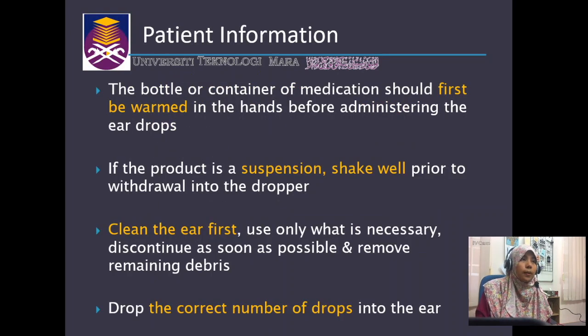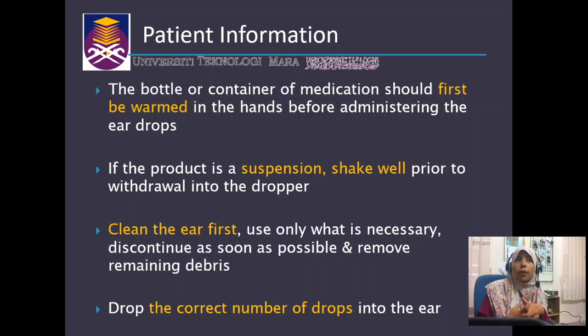Okay, so other than that, patient information. We already covered the composition, the type of otic preparation, and the physical and chemical properties that we need to control in order to make a good otic preparation. In this part we are going to cover the patient information.